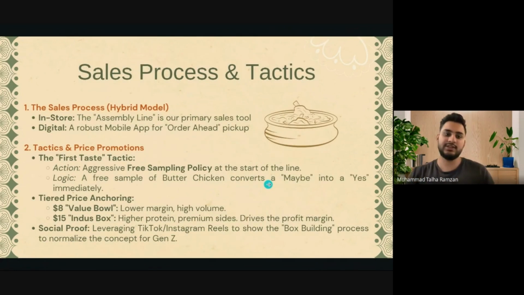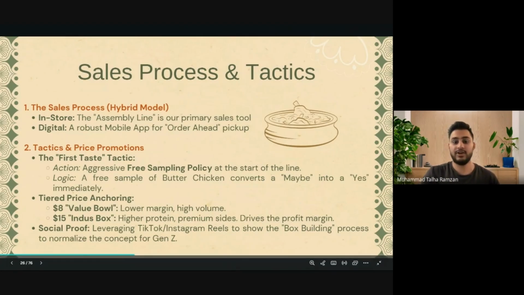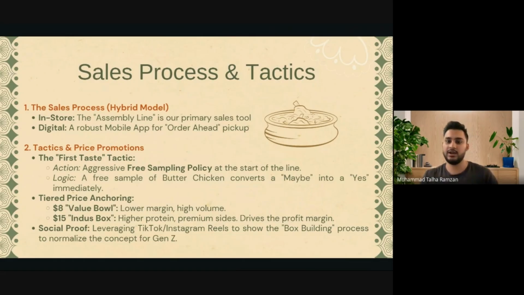So the sales process is going to be a hybrid model. First we have the in-store assembly line, which is our primary sales tool. Then we'll also offer a digital mobile app where you can order ahead and pick up, or we can integrate it with third-party delivery services like Uber Eats.